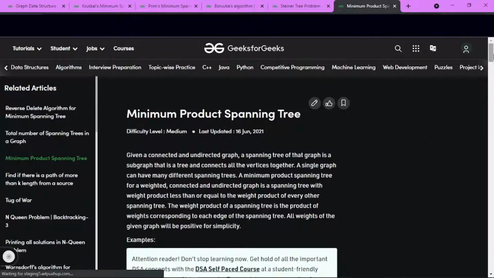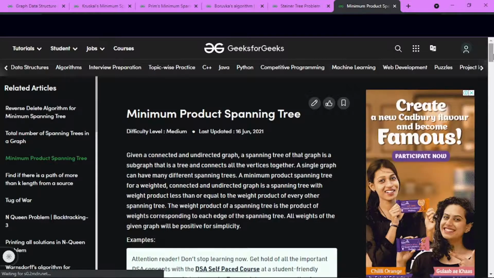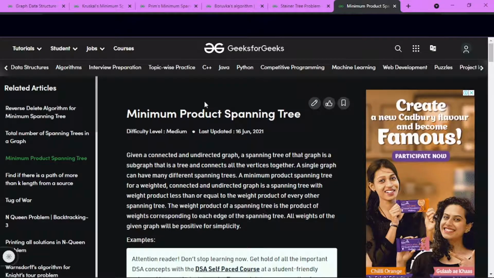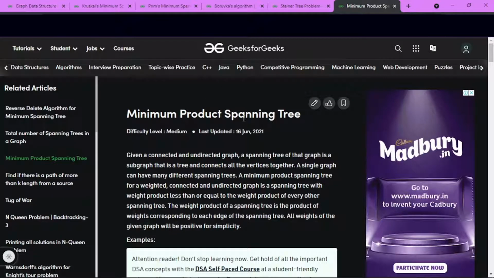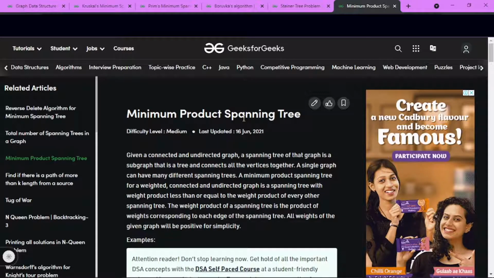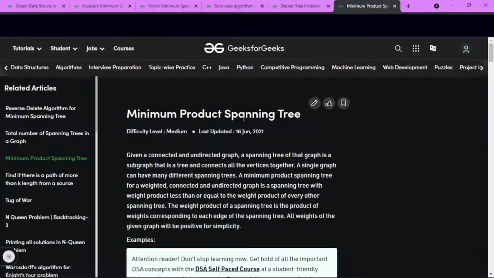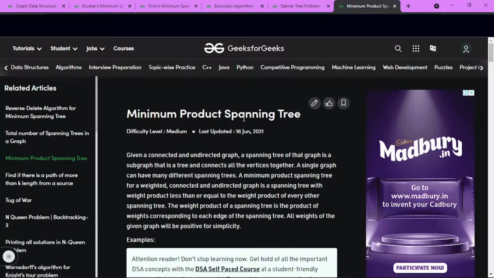Okay, so now coming to the minimum product spanning tree. Basically this is similar to the minimum spanning tree. The difference is that in the minimum spanning tree we add the weights of the spanning trees which are possible in a given graph, and we find the minimum of them. But in the minimum product spanning tree we multiply those weights in the different spanning trees, and we take the spanning tree with the minimum product of weights to be the minimum product spanning tree.